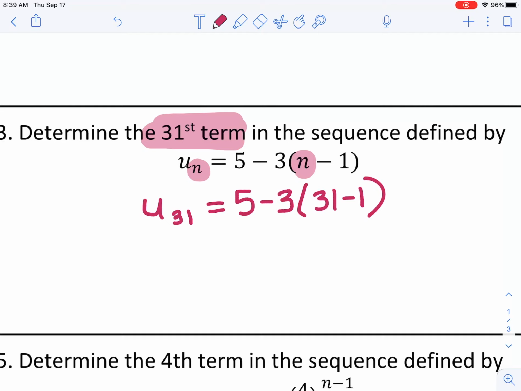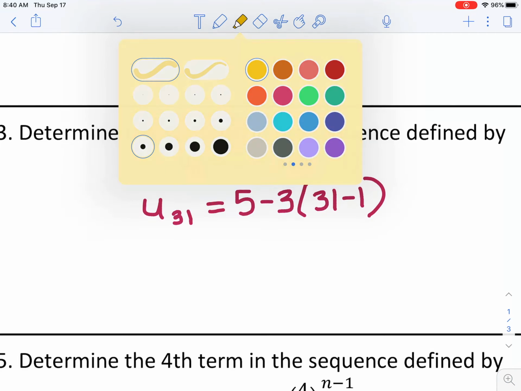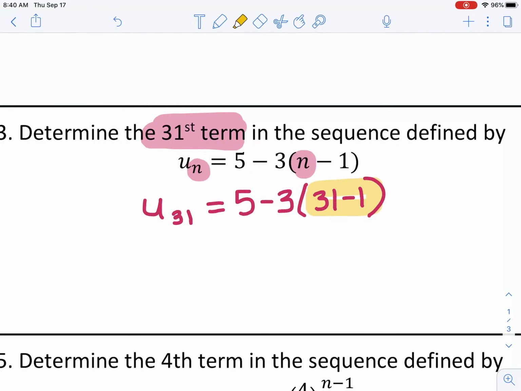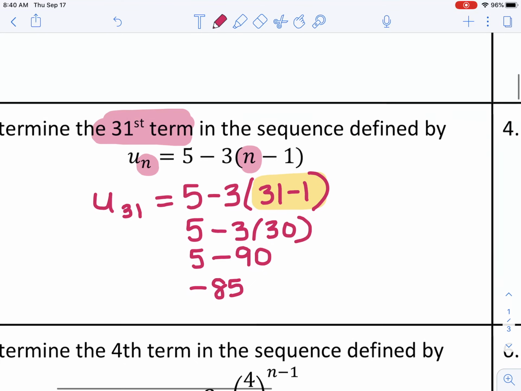Notice in this problem, we do not need to use a calculator because we can follow order of operations. The first thing you're going to do is what's in parentheses. So 31 minus 1 is 30. So u sub 31 equals 5 minus 3 times 30. Continuing to follow order of operations, we multiply before we subtract. So 5 minus 90, and 5 minus 90 is negative 85. Therefore, the 31st term is equal to negative 85.